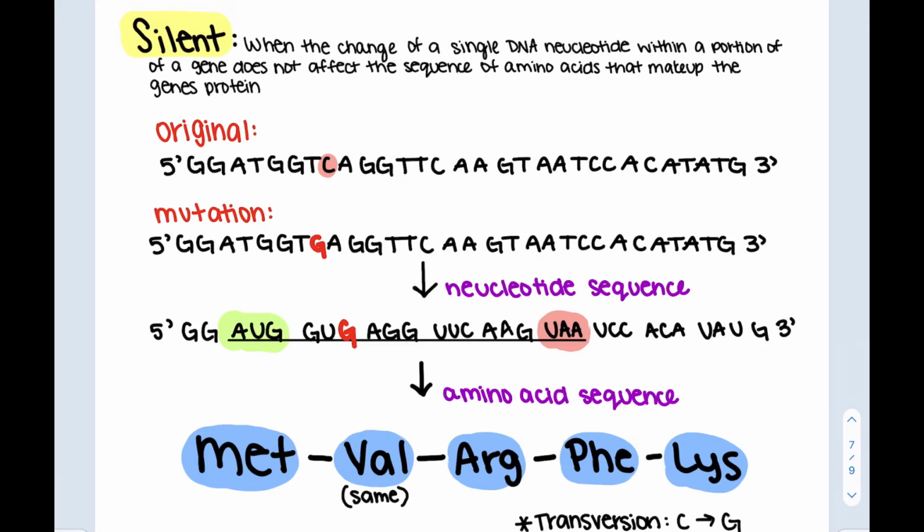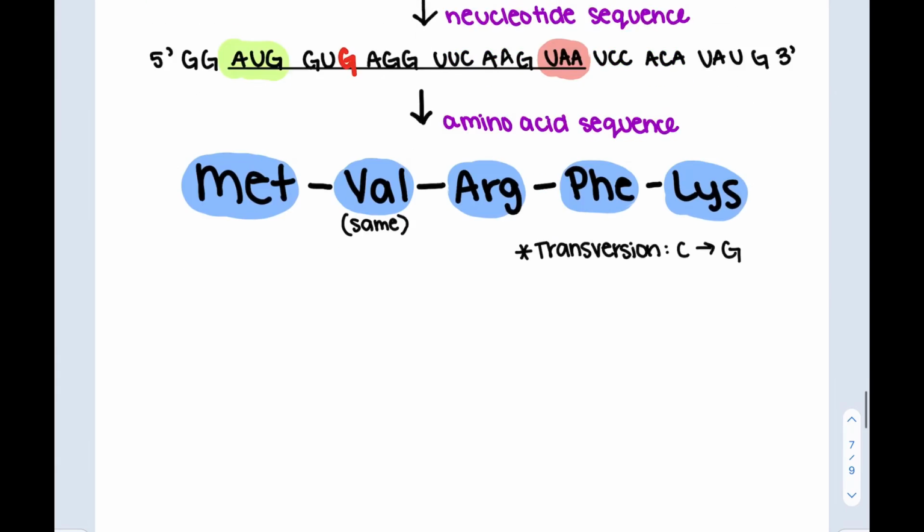Here we can see an example of a silent mutation, which is when the change of a single DNA nucleotide within a portion of the gene does not affect the sequence of amino acids that make up the gene's protein. Here we can see that this silent mutation has a C being changed to a G, and the amino acid polypeptide chain has not been changed even though the mRNA sequence has been altered. Even though there's a mutation, valine is still produced in the amino acid chain, just as the original, and everything stays the same. This is another example of transversion because the C is changed to a G.